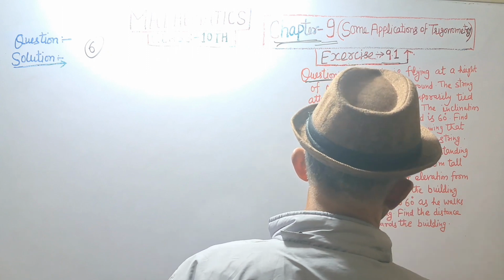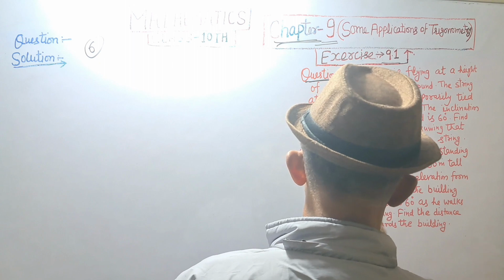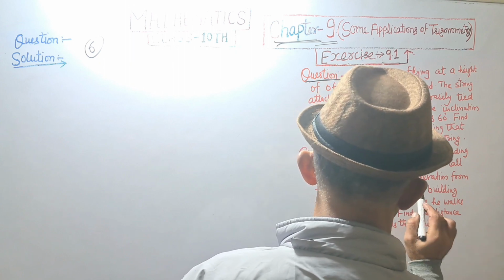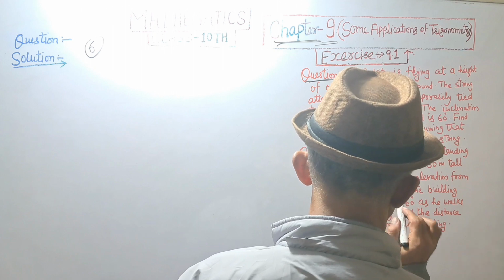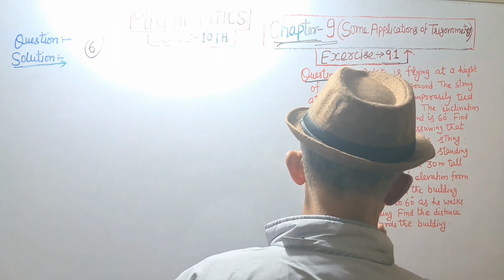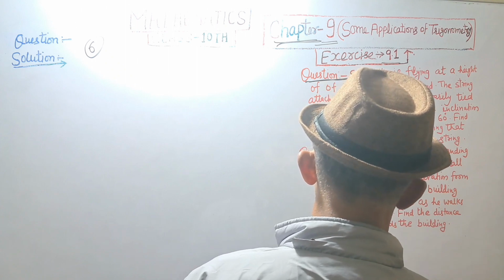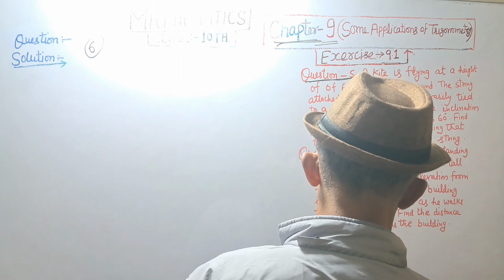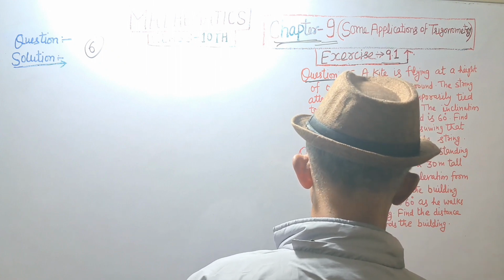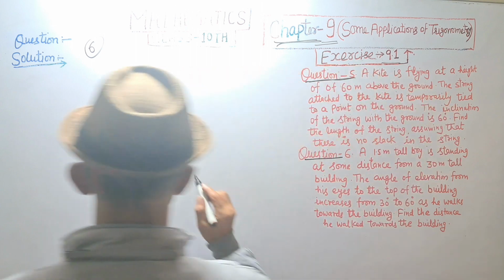Question number 6. A 1.5 meter tall boy is standing at some distance from a 30 meter tall building. The angle of elevation from his eyes to the top of the building increases from 30 degrees to 60 degrees as he walks towards the building. Find the distance he walked towards the building.